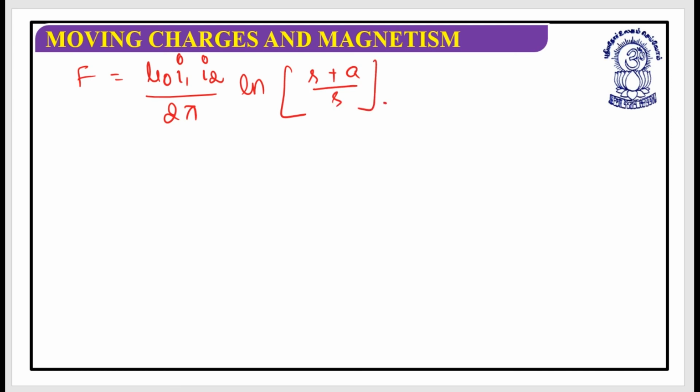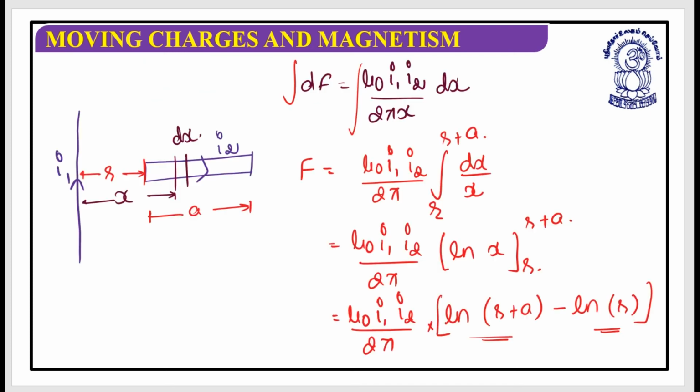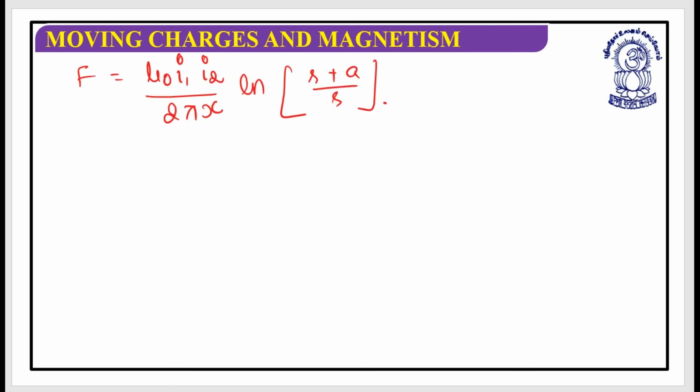This is mu naught I1 I2 divided by 2 pi r. I have missed out on it. Yes, it's mu naught I1 I2 divided by 2 pi r. It's mu naught I1 I2 divided by 2 pi x into bracket ln (r plus a) by r. I hope this is clear.